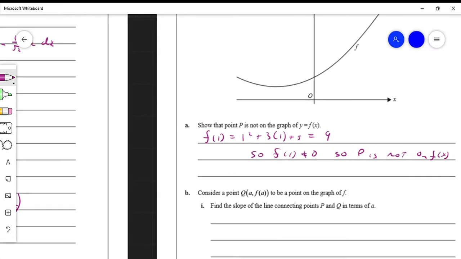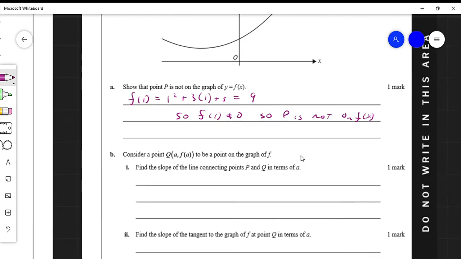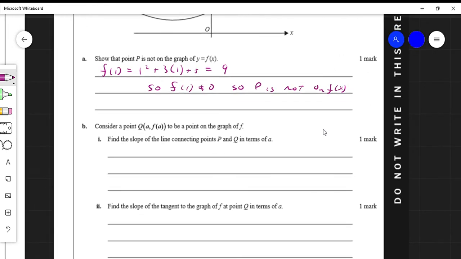Cool, starting off easy. So consider a point Q, (a, f of a), to be a point on the graph of f. Find the slope connecting P and Q. Okay, don't get confused by this one. Literally, straight line slope. We've got our point P, (1, 0), and a point Q, (a, f of a). Literally just year 8 gradients. y2 minus y1, f of a minus 0, over x2 minus x1, a minus 1, equals f of a divided by a minus 1.